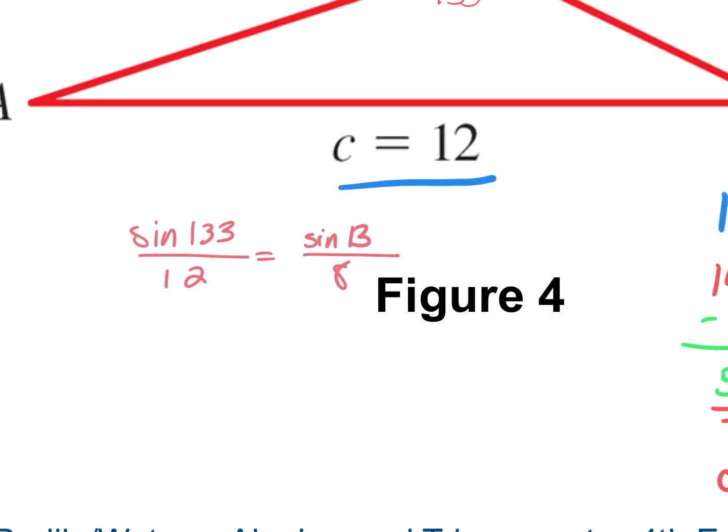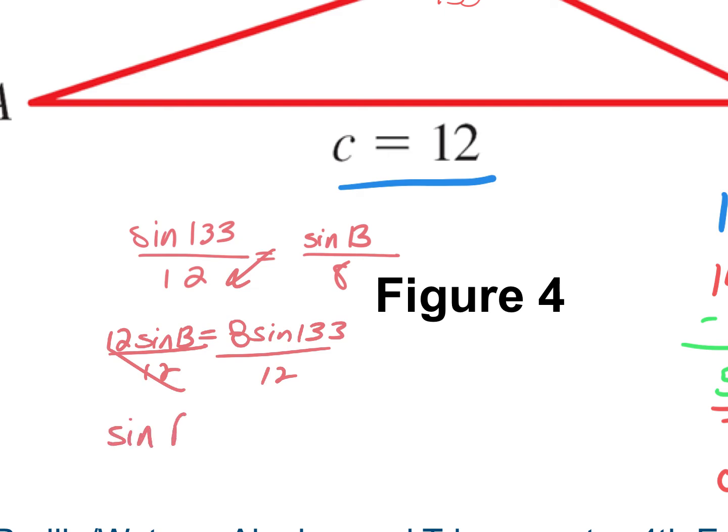How do I solve this from yesterday? Okay, cross multiply. So 12 times the sine of B equals 8 times the sine of 133. Divide both sides by 12, and I get the sine of B is 8 sine 133 divided by 12.